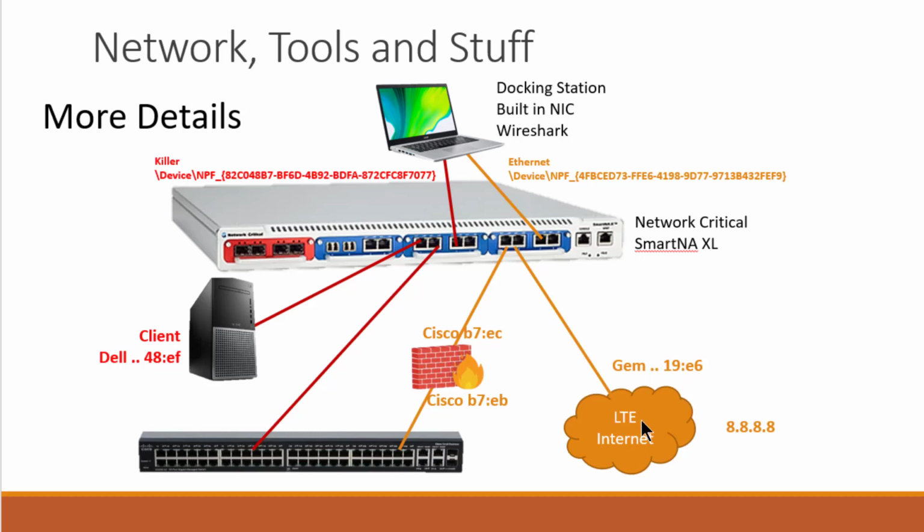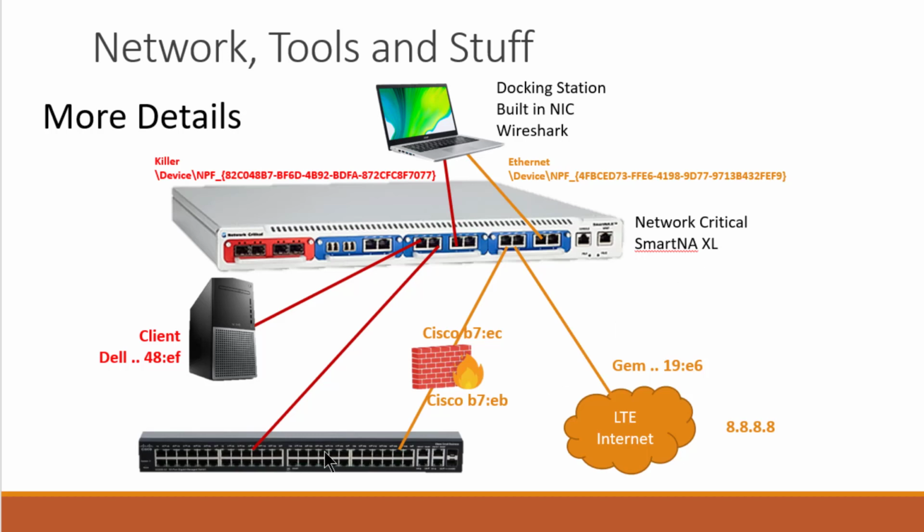I've got a MAC address out here on the internet. That's good to know. And I've color-coded things depending on the Ethernet adapter I've used to capture from this laptop. So there's two adapters on here. One's the built-in one called Killer, and the other's Ethernet, which is my docking station. This big old thing in the middle is a Network Critical SmartNA-XL tap or packet broker.